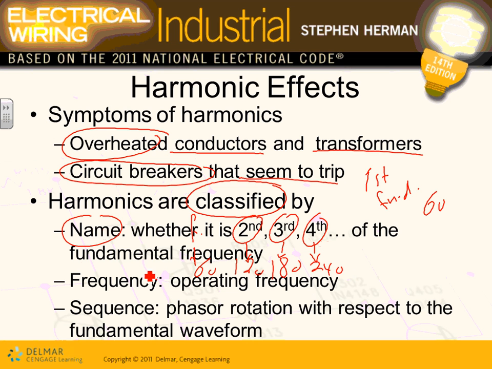So that's your frequency. The third one is sequence. The sequence is, they go by zero, positive, negative sequence. Zero has no effect on the rotation of a motor. Positives make the motor run faster. Negative slows the motor. Does that make sense? Zero, no effect on the motor rotation. If it's a positive harmonic, it makes the motor run faster. If it's a negative harmonic, it makes the motor run slower. We're going to see that in a second. So harmonics: name, frequency, and sequence.